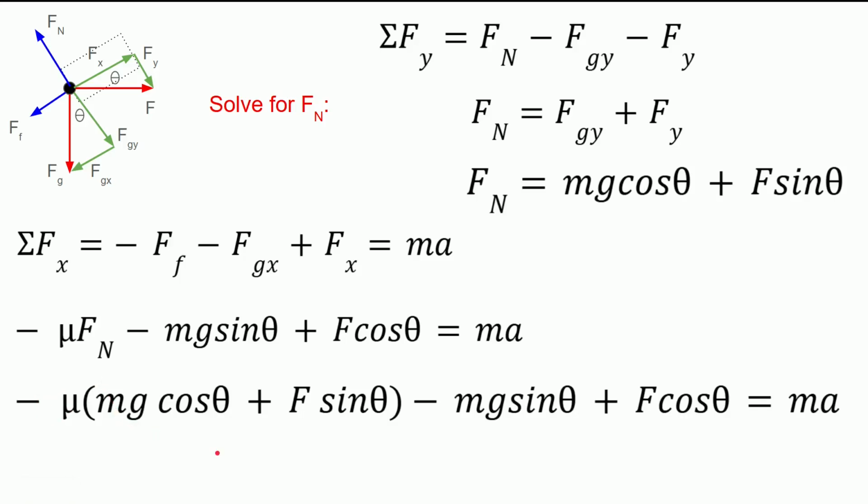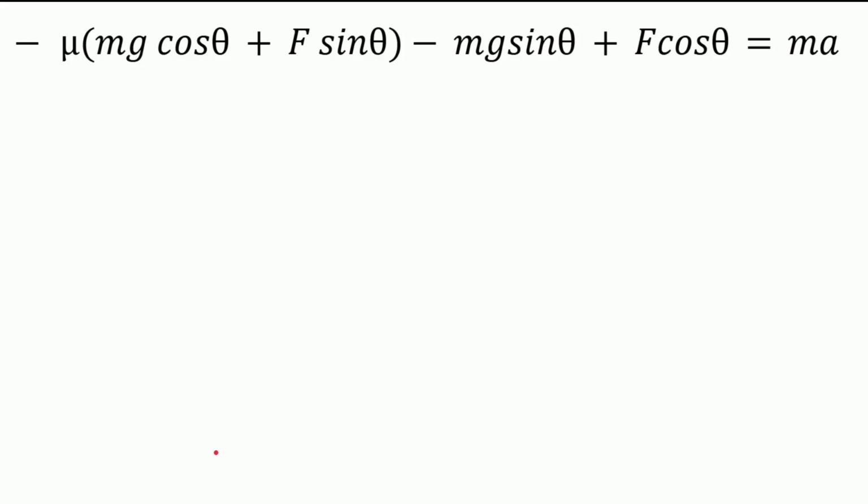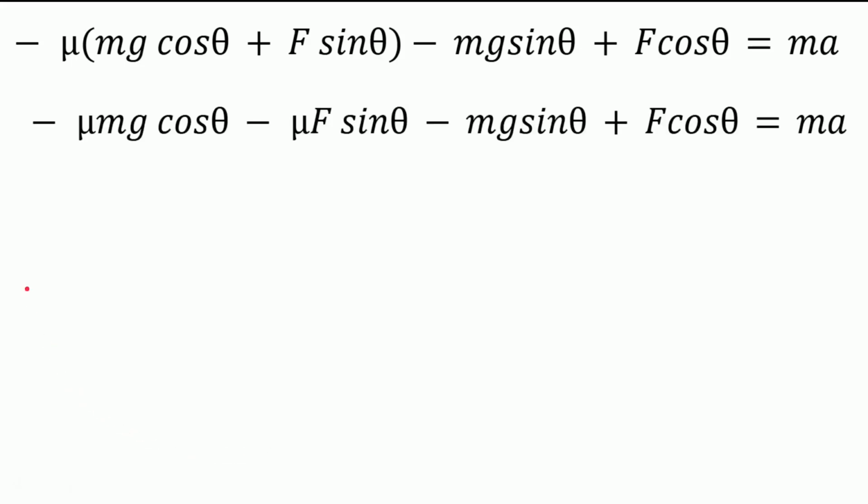I'm going to go to the next slide on this. Same equation. Now let's distribute the negative mu to each one, to mg cosine theta and F sine theta. And then we have our right side just left the same. I'm going to rearrange this. I'm going to combine all the things with mg together, and I'm going to combine everything with the applied force together, and I'm going to factor it out.